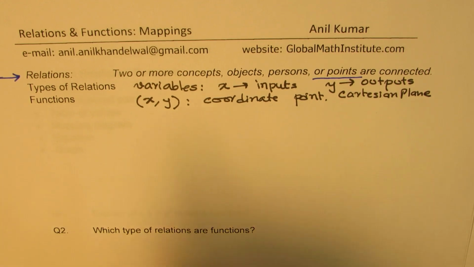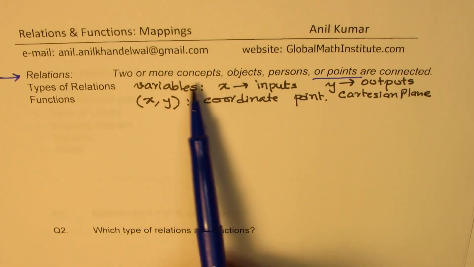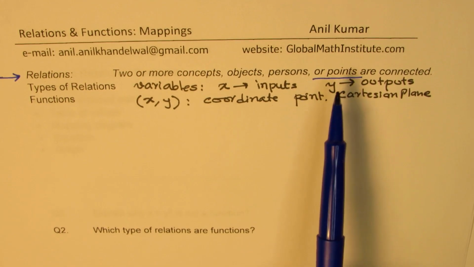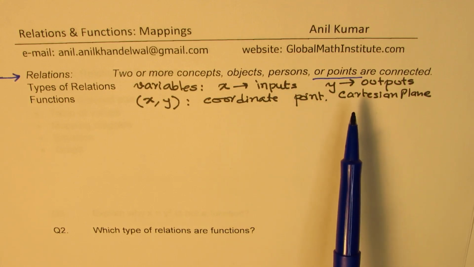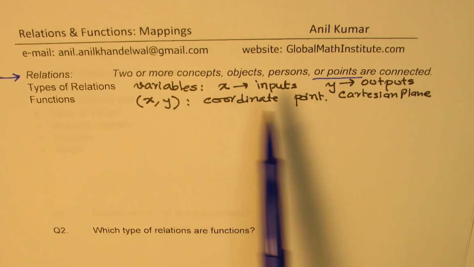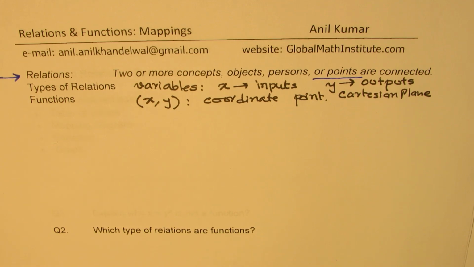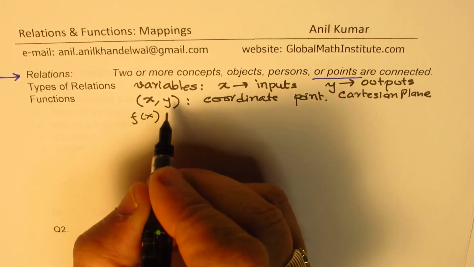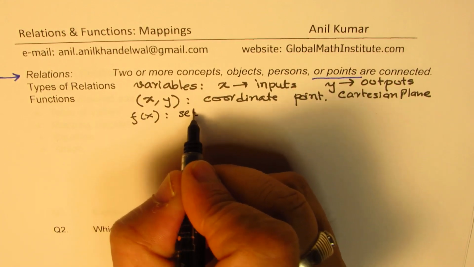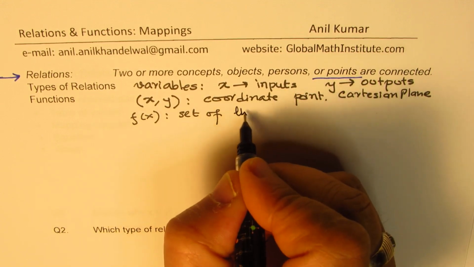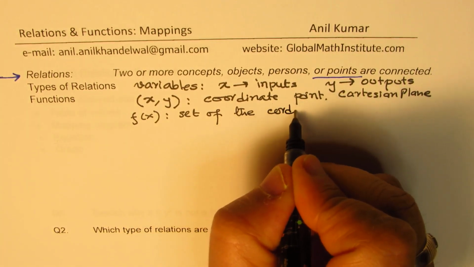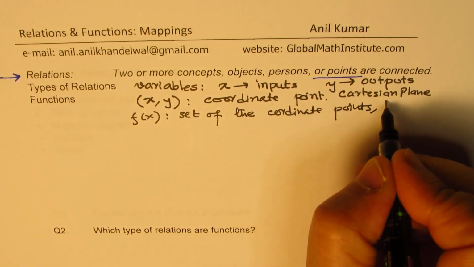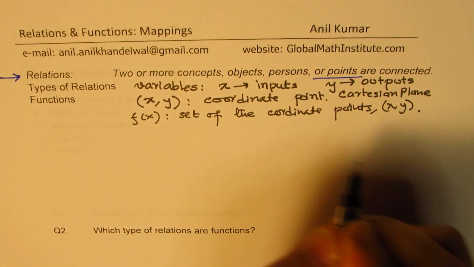So whenever we're trying to relate objects and concepts in the form of a mathematical equation, we can actually refer to them as some points in our coordinate plane, and these set of points will define the relation, right? So that is how we have it. So we'll have a function which will be a set of the coordinate points. So I hope that makes sense.